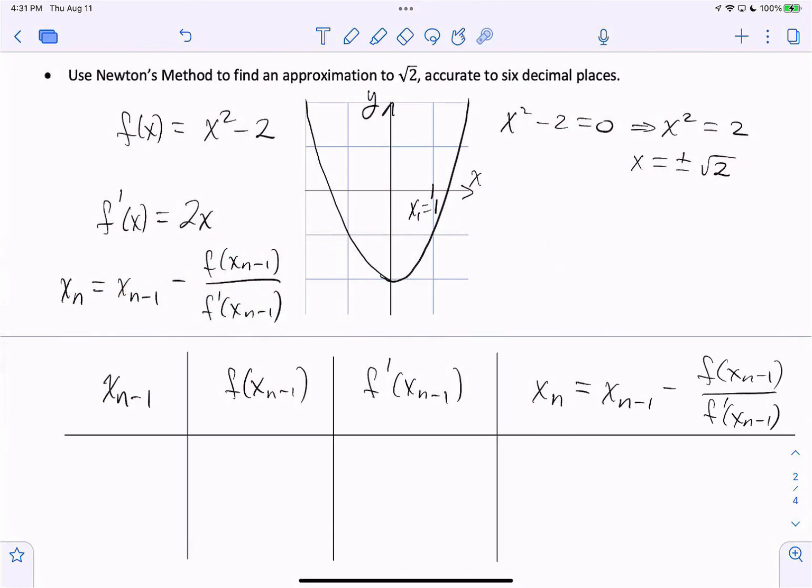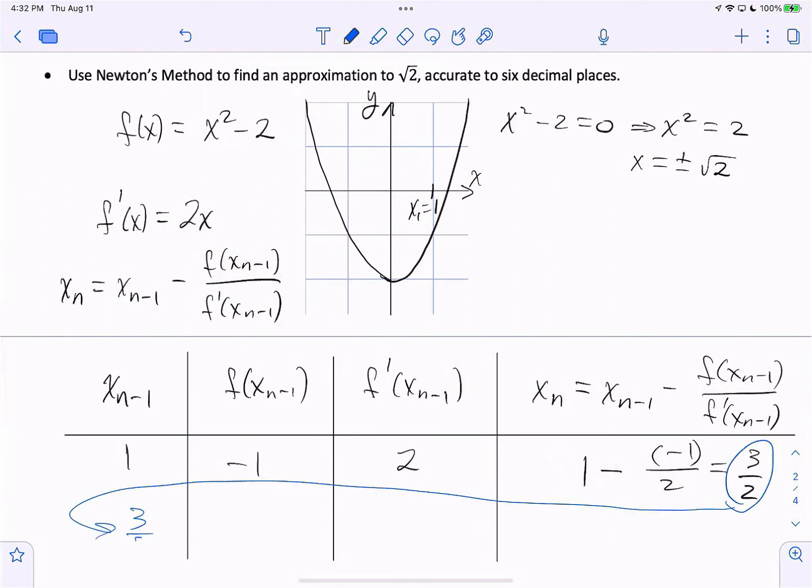Now I said we'd start with an initial guess of x1 is equal to 1, and now I'm going to look at f. f of 1 is negative 1. f prime of 1 is equal to 2. And x sub n minus 1. So we have 1 minus negative 1 over 2, which is going to give me 3 halves. That now becomes my new input.